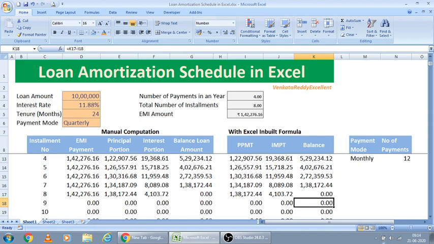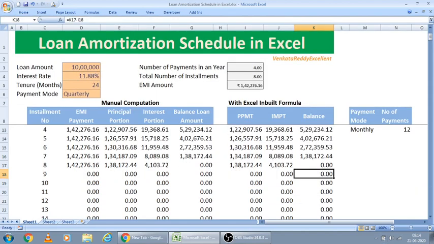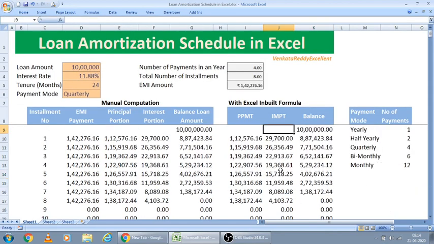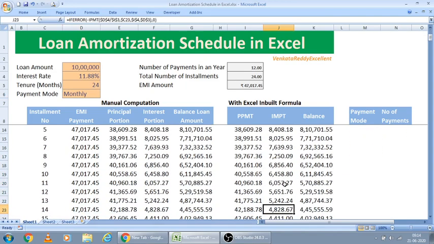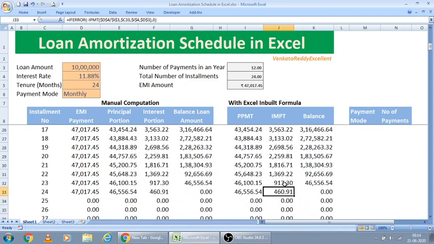I will make the screen bigger to see more numbers in one screen. Let us play with some experiment here. If it is monthly, the total number of installments will be equal to the number of months. And let us go down. So by 24 months, our loan will be ended.